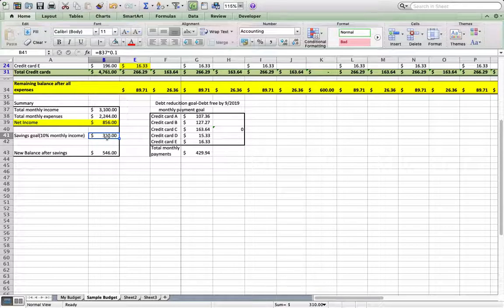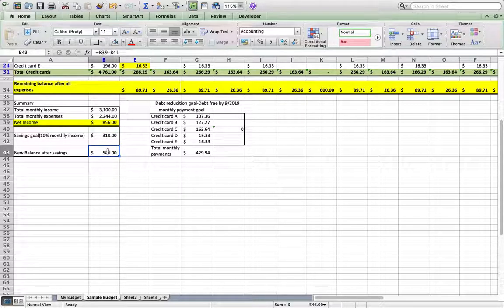Now, if I were you, I would take half of it, maybe put it in a bank, and keep half of it at home, because I believe it's always good to have a little cash on hand at home, not everything in the bank. But you just do it however you want to, just make sure that you're saving 10% of your income every month. So after our savings, now we're left with $546.